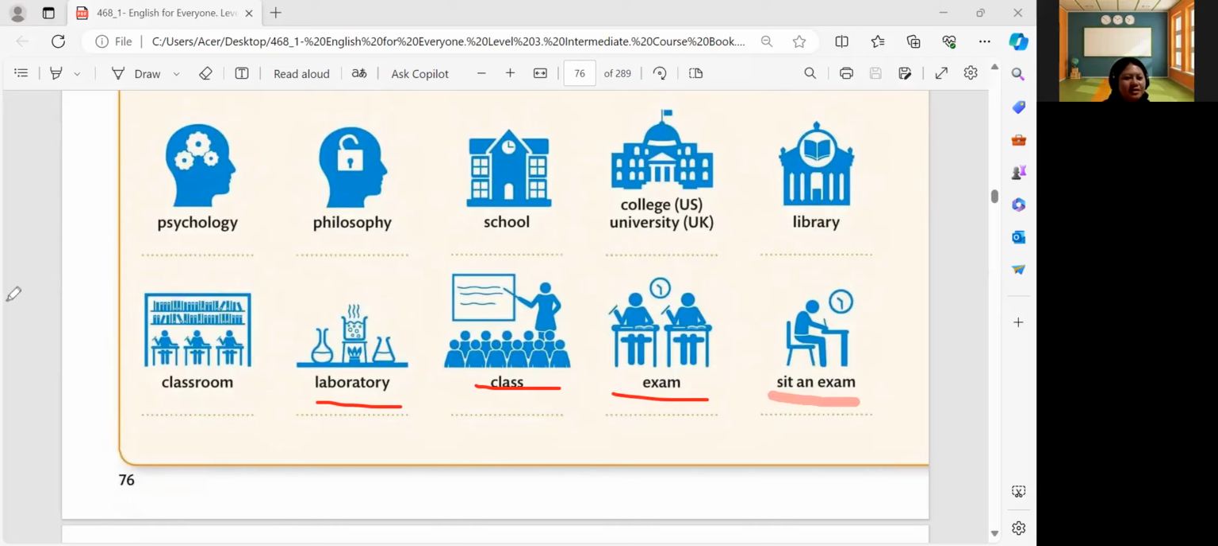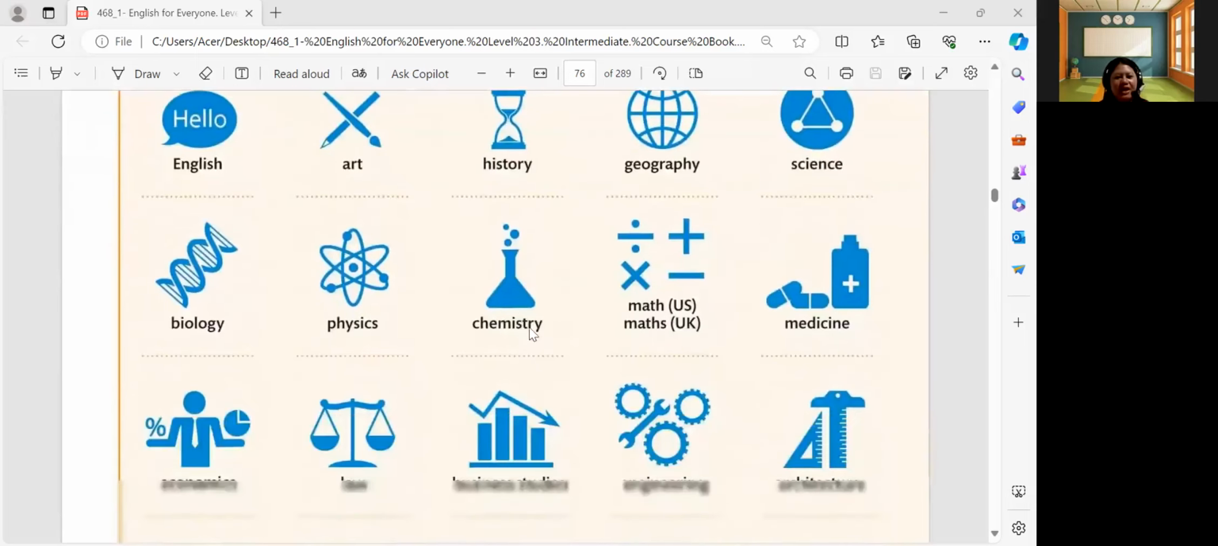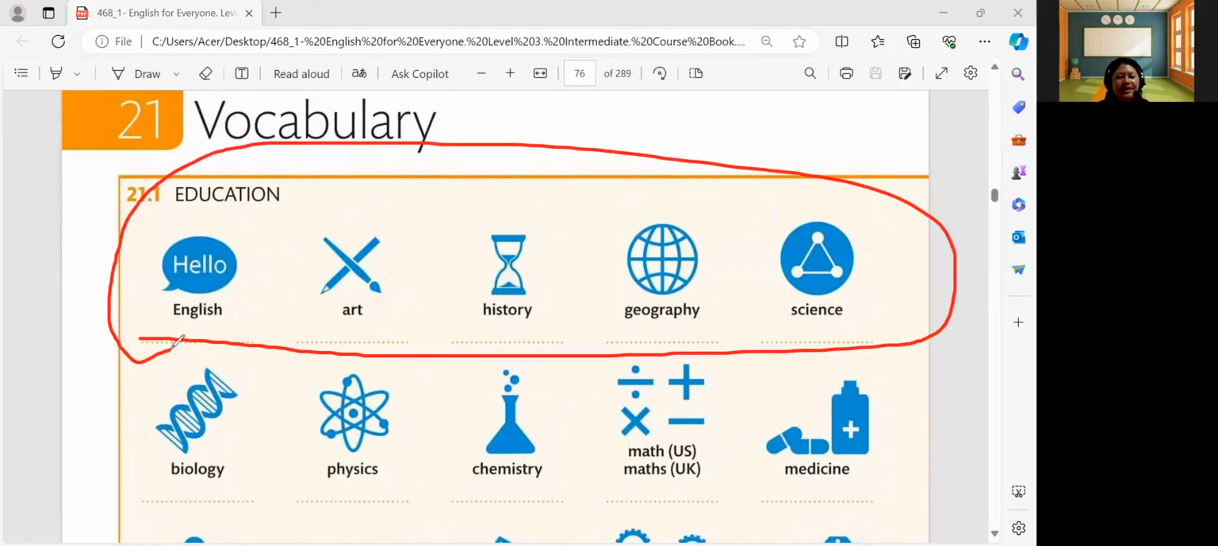All right. So again, these are what we call education. Okay, so based on these, let's have this side first. Which one of these do you like? Do you like English, art, history, geography, or science? Science. Okay, you prefer science. Okay, thank you. How about the second?